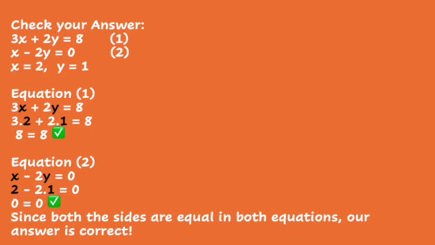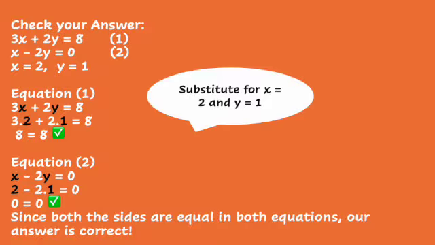Next step is to check your answer. Checking your answer before you submit your work is very important because it helps you to see at your own level if there is any mistake. So we got x equal to 2 and y equal to 1. We'll substitute these values of x and y in both the equations. In equation 1, when we put the values, we get 8 equal to 8. So both sides of the equation are equal. That shows our calculations were correct. When we put it in equation 2, we get 0 equal to 0. So both sides are equal in both equations.